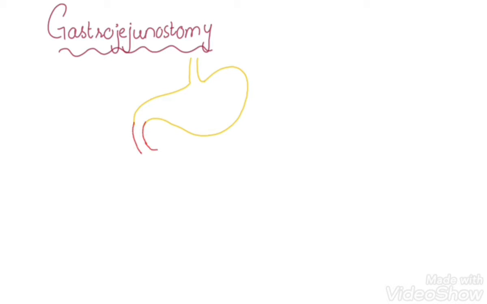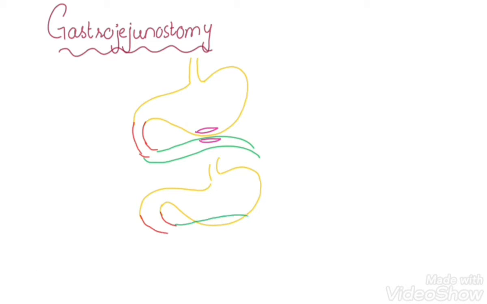In gastrojejunostomy, simply the jejunum and stomach are fused through an anatomical shunt. An incision is made in the stomach as well as in the jejunum. Both these are fused together such that there is an open passage between the two.